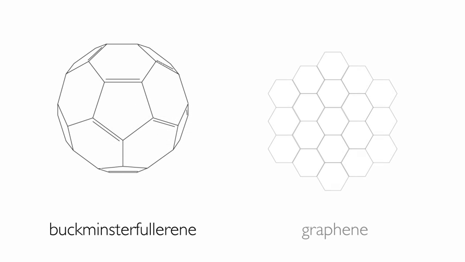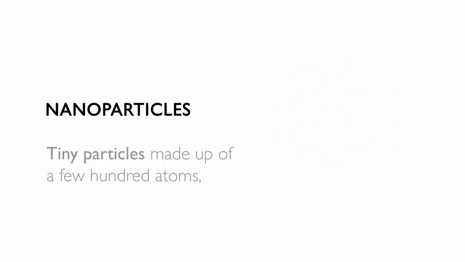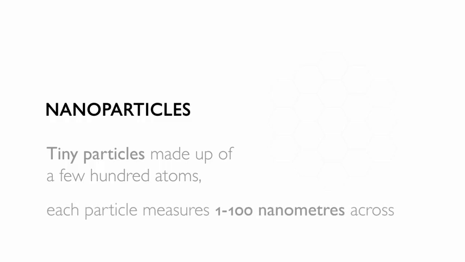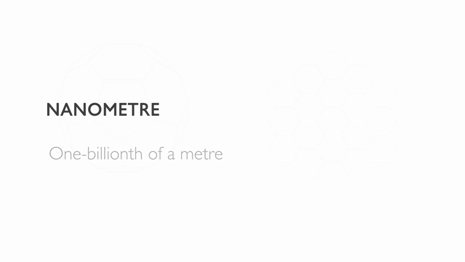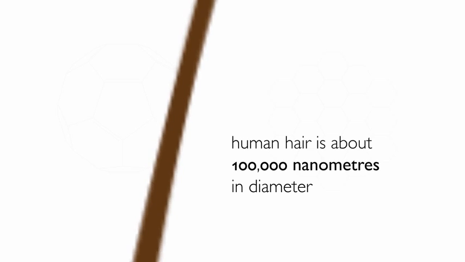So far, we have encountered two examples which both share a common theme, the fullerene. Fullerenes hold a special importance in nanoscience, a relatively new area of science which involves the study of nanoparticles. Nanoparticles are tiny particles made up of only a few hundred atoms. They can measure between 1 nanometer and 100 nanometers across. A nanometer is a billionth of a meter. To illustrate how small this is, a human hair is about 100,000 nanometers in diameter.